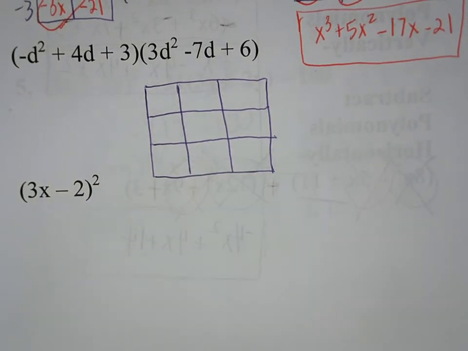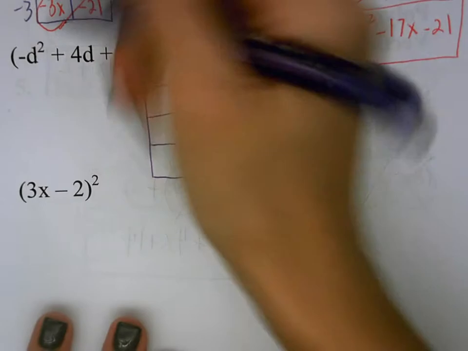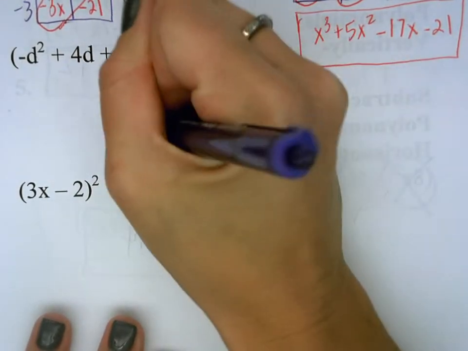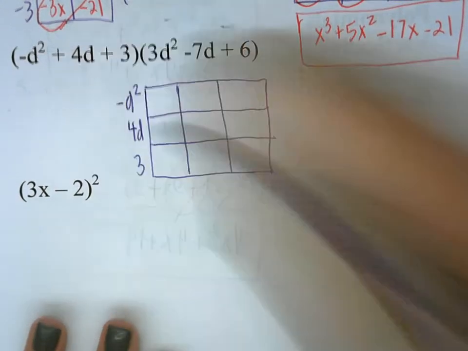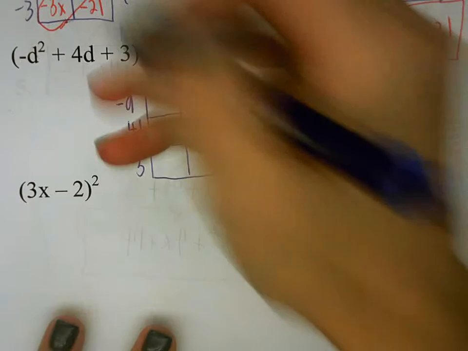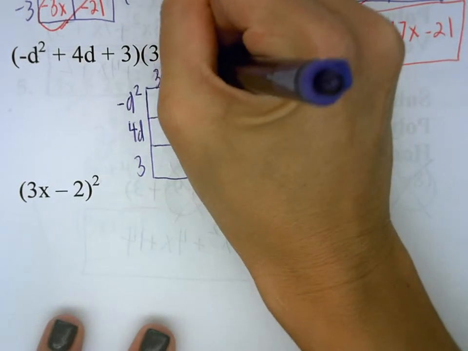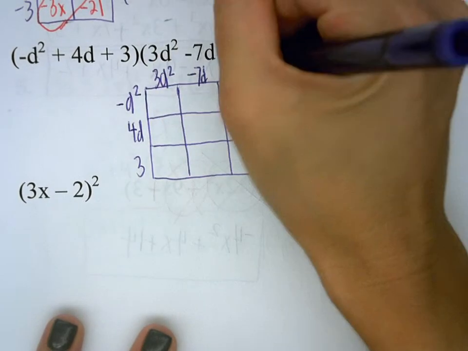So if you do it this way, you should be fine as long as you remember how to add and subtract and multiply, okay? So I'm going to do on the side the negative d squared, 4d, 3, and then along the top is 3d squared, negative 7d, and 6.